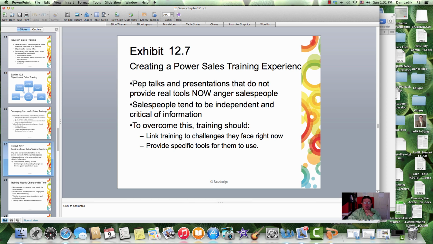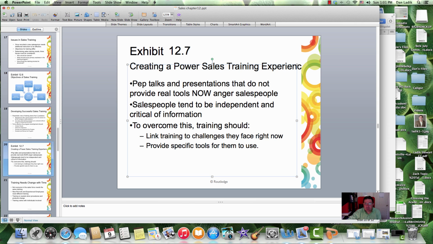It used to be the case, particularly in old school selling, that pep talks and presentations is what training was. It was basically a rah-rah session. It was basically, be more than you are kind of things. You're not tapping your inner belief. You're only running at 88%. You should really be at 110%. And here's how. Yeah. No.